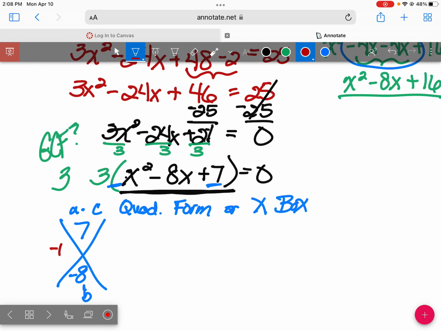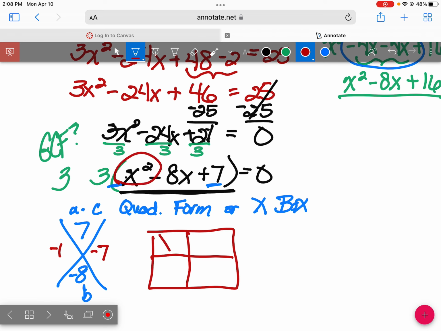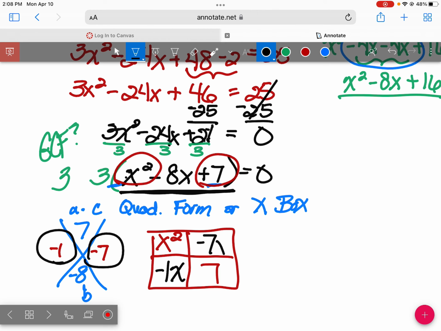How about negative 1 and negative 7? Yep. That'll work. Then I do the box. Anaya, are you with us? So first term goes in the first box. Last term goes in the last box. The middle two terms are these that we just found with an x, because negative 1x and negative 7x give me that negative 8. Now I need to look for greatest common factor between that first row.